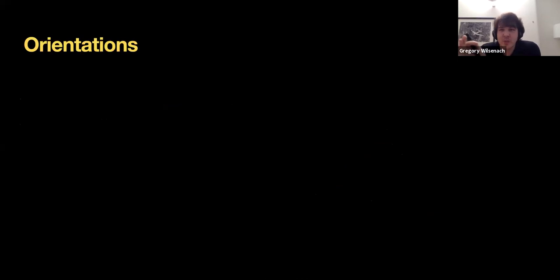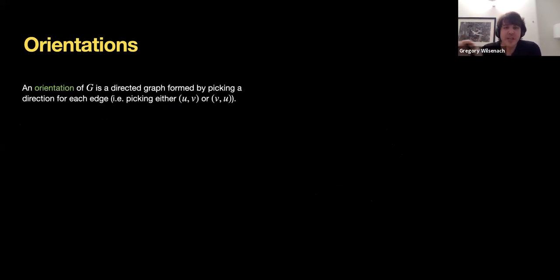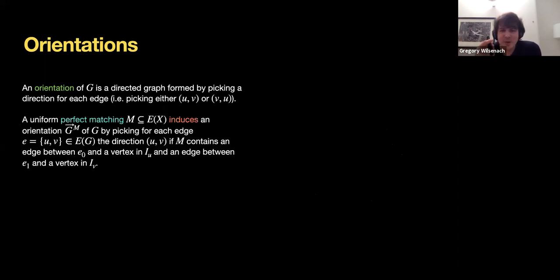And to do this, we use this concept. We count these using what are called orientations. An orientation of a graph is just a directed graph formed by picking a direction for each edge. And the idea is that uniform matchings, in a meaningful sense, induce an orientation on the graph.